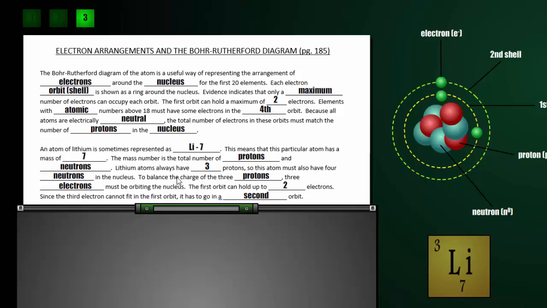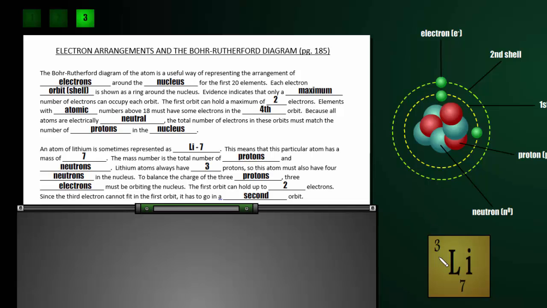Lithium atoms always have 3 protons, so this atom must also have 4 neutrons in the nucleus. To balance the charge of the 3 protons, 3 electrons must be orbiting the nucleus. The first orbit can hold up to 2 electrons. Since the third electron cannot fit in the first orbit, it has to go in a second orbit. So let's talk a little bit about that.